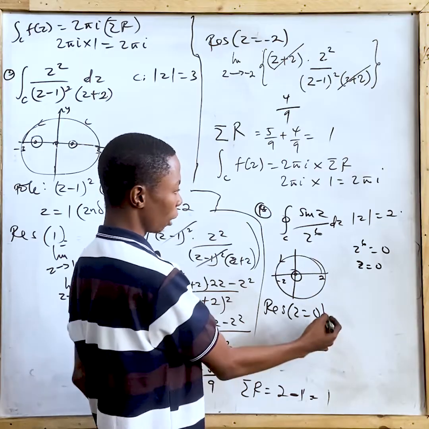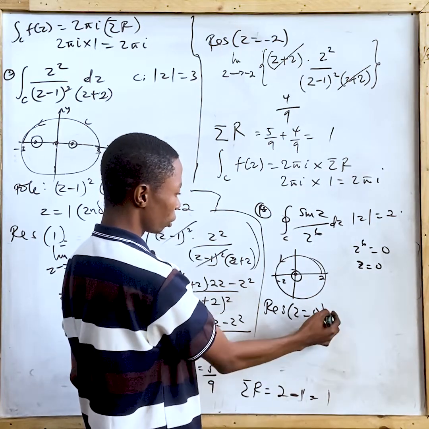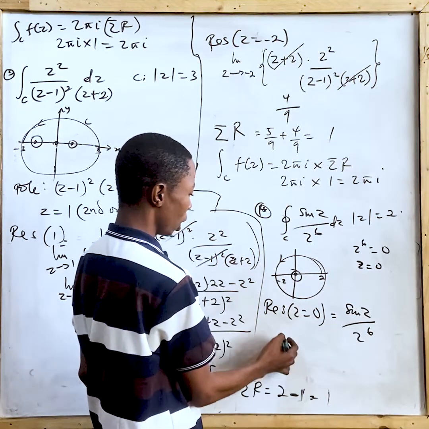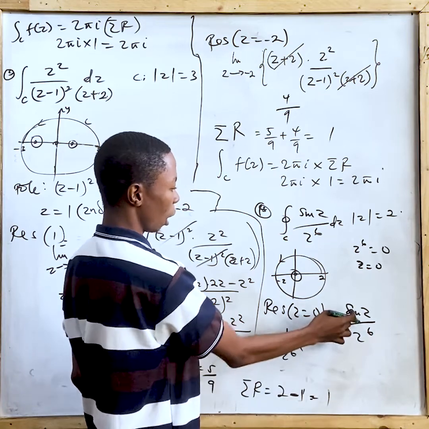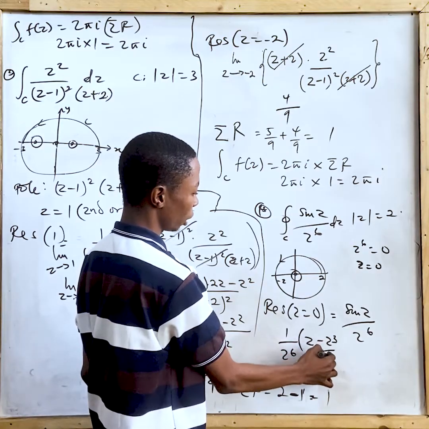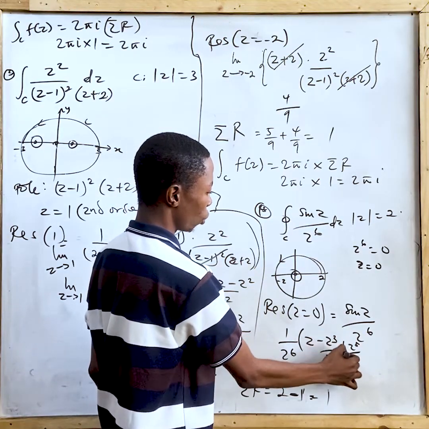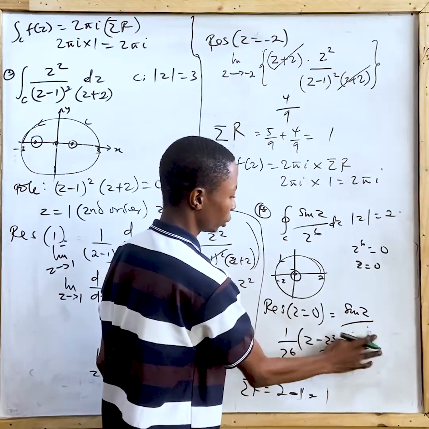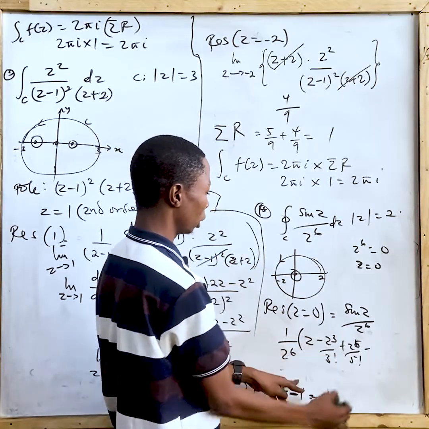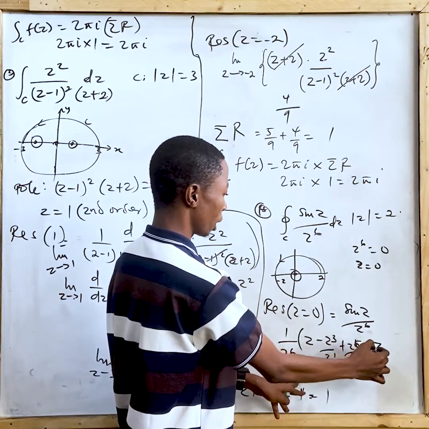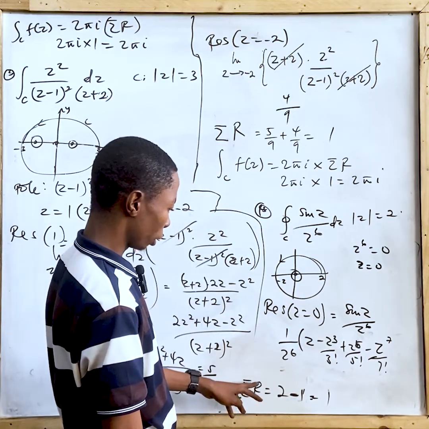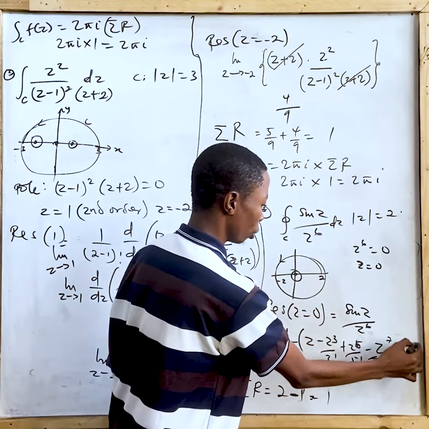So z equals 0 now. Go to your Laurent series. I want to take the residue of sin z divided by z raised to 6. I'll first say 1 over z raised to 6. Then I'll expand sin z. So sin z will be alternating: z minus z cubed over 3 factorial plus z to the 5 over 5 factorial minus z to the 7 over 7 factorial, and so on like that.